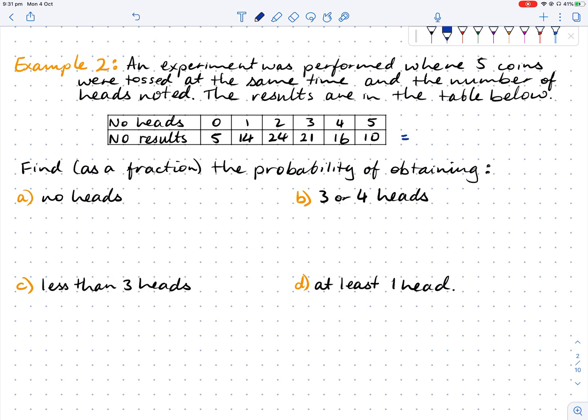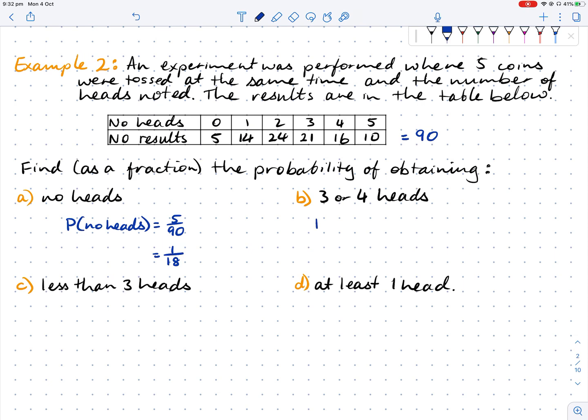So 5, 14, 24, 21, 16, and 10. So we performed this 90 times. So find the probability of getting no heads. So the probability of no heads. So no heads was 5 times out of 90. Now make sure you do simplify your fractions. That's going to be 1 out of 18.